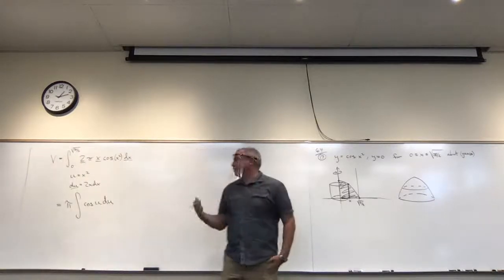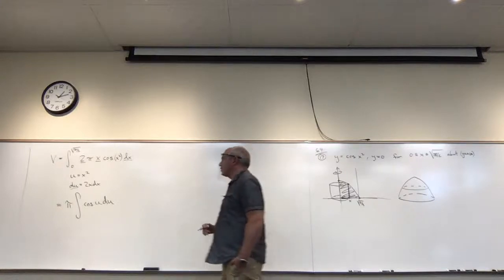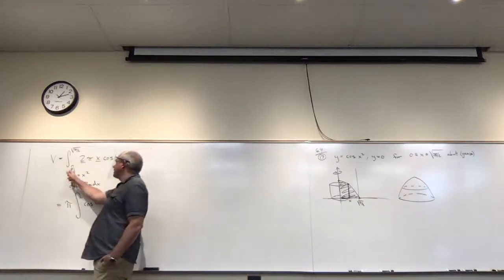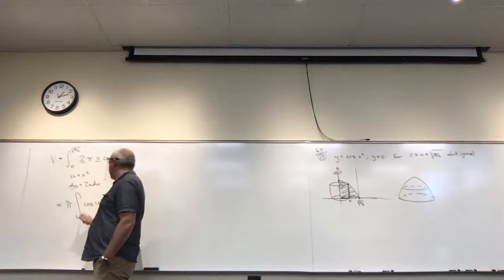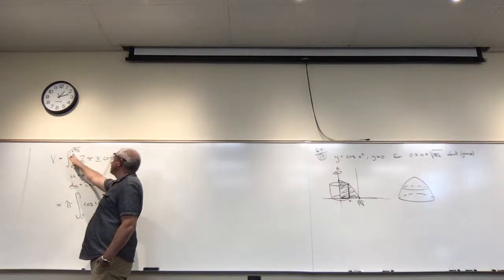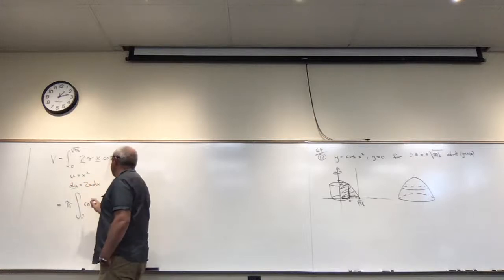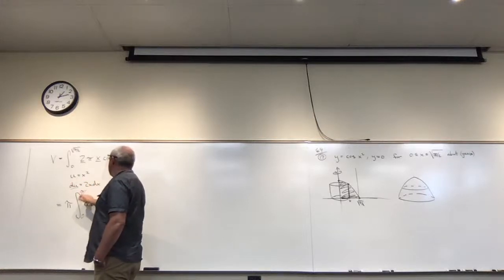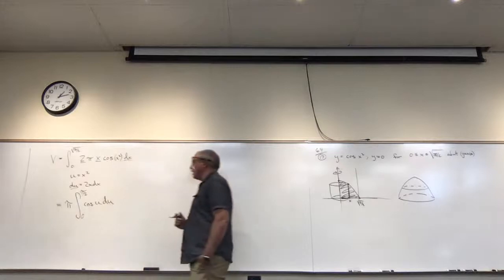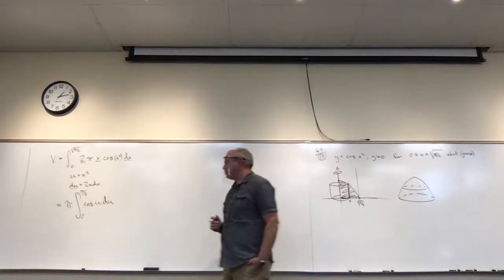And now I could change my limits of integration just so I don't have to go back to x again. If x is 0, u is 0. And if x is the square root of pi over 2 and I square it, I get pi over 2. And now we have that integral to compute.